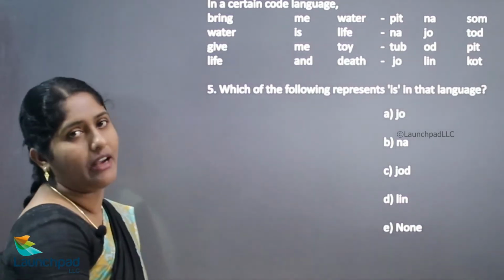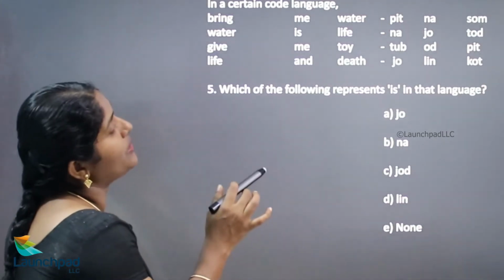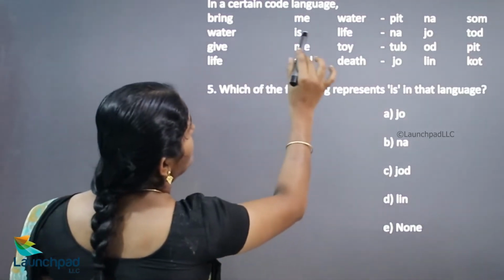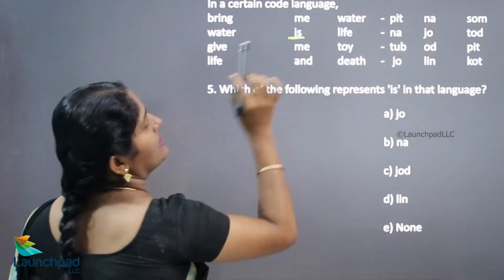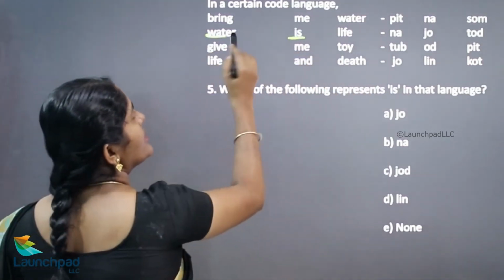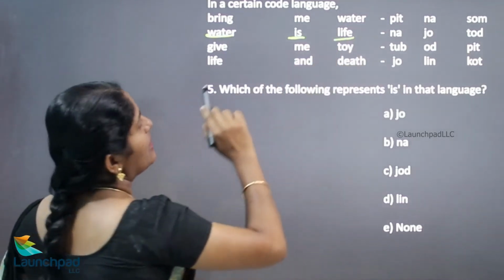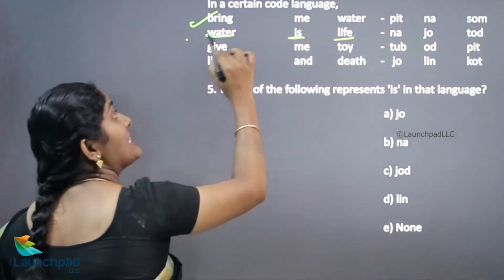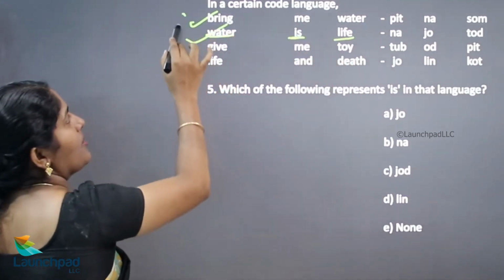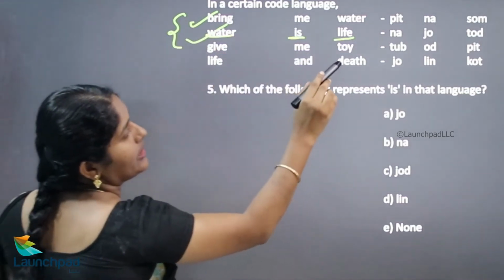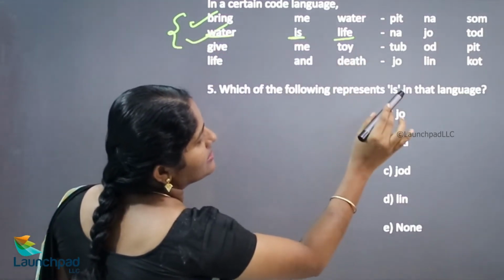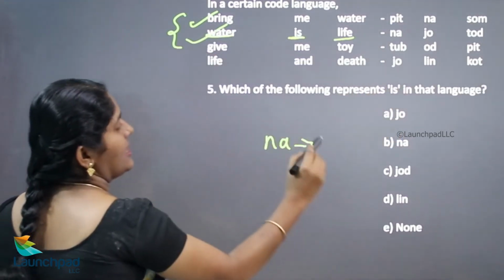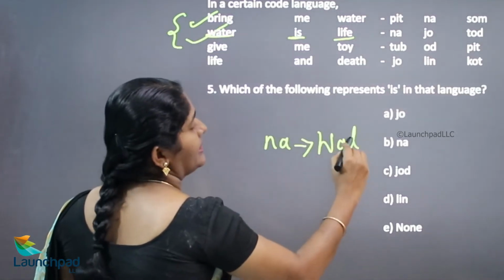In a certain code language, which of the following represents "is" in that language? So as usual, the word "is" is in only one sentence. Water and life: water is available in how many sentences? The first sentence has the word water and the second sentence has water. So what is the common code in both sentences? Pit na sam, na jevo tat. Yes, na. Na is the word for water.